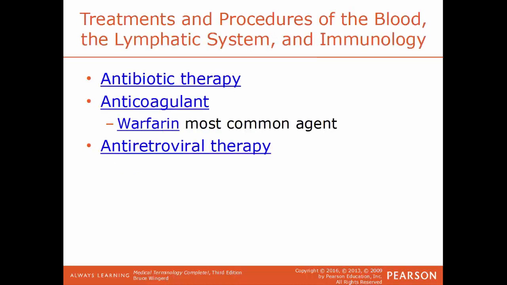Alright, now I'll talk about some treatments and procedures of the blood, lymphatic system, and immunology. The first one, antibiotic therapy. Antibiotics are used to treat bacterial infections. So given an antibiotic will only work on bacterial infections. It will not work on diseases that are caused by viruses.